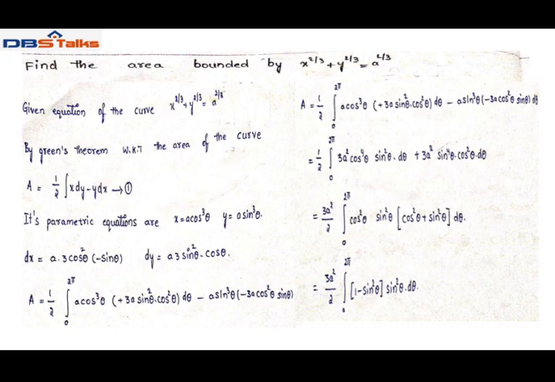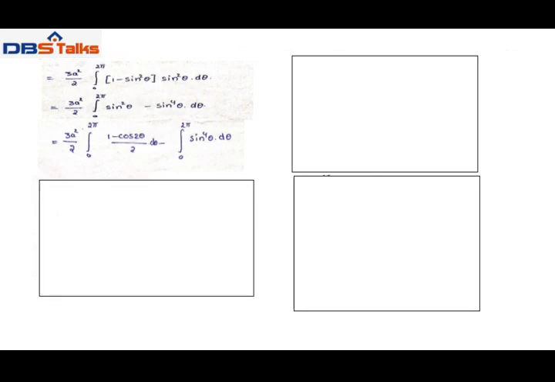Within the integral, 3a² is a common factor, so we have 3a²/2 ∫ from 0 to 2π, and cos²θ sin²θ is also a common factor, multiplied by (cos²θ + sin²θ) dθ, which gives 3a²/2 ∫ from 0 to 2π sin²θ. Then we write cos²θ as 1 − sin²θ, and since cos²θ + sin²θ is 1, this equals 3a²/2 ∫ from 0 to 2π of (sin²θ − sin⁴θ) dθ.